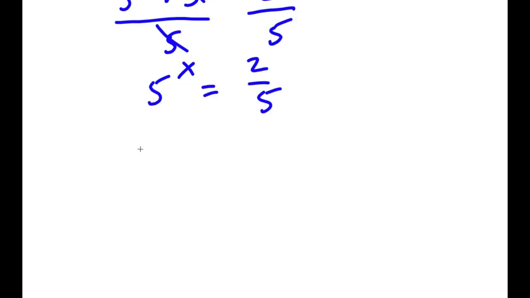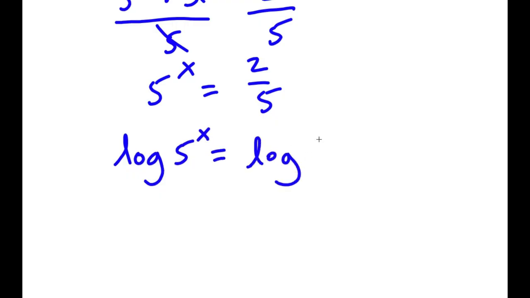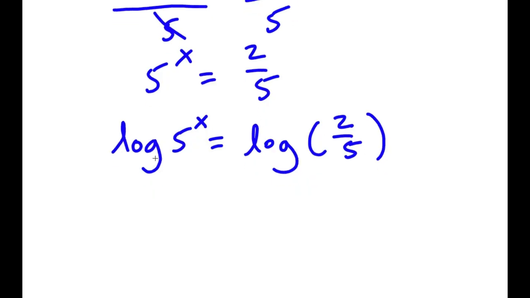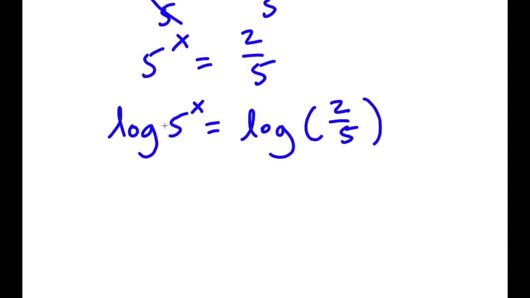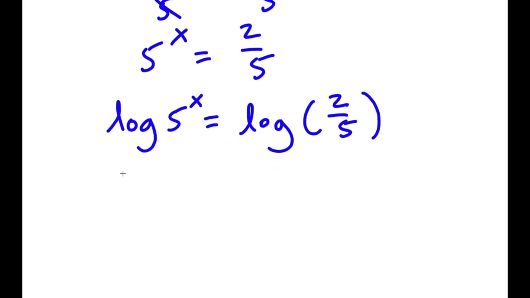Now I can go ahead and take the log on both sides. So now I have log 5 to the power of x is equal to log 2 over 5. Now, the log of 5 to the power of x, well, this is the same thing as log base 10 of 5 to the power of x. So these two are the same things, but you don't really need to write the base 10.